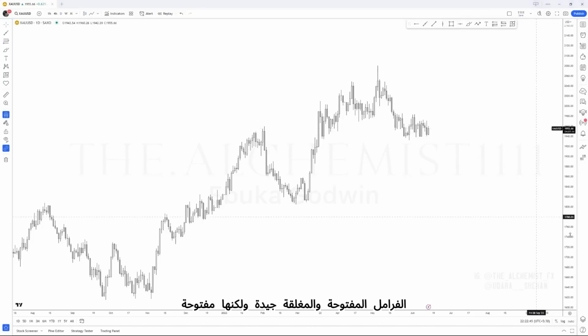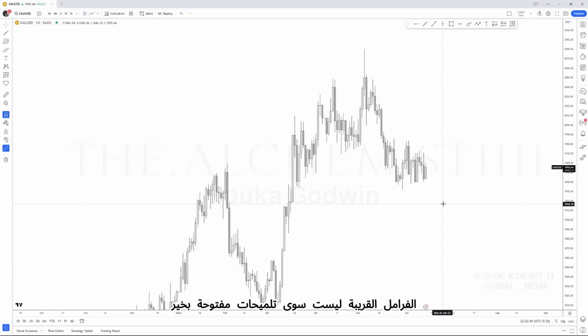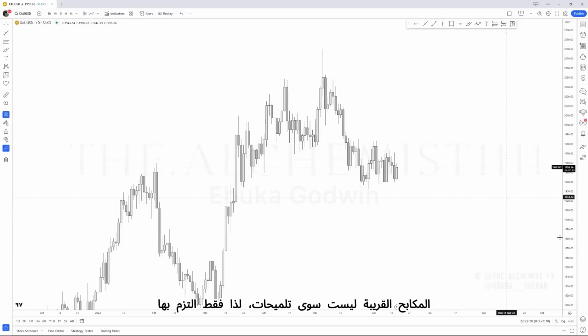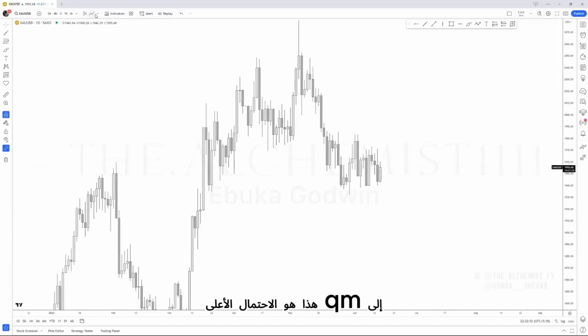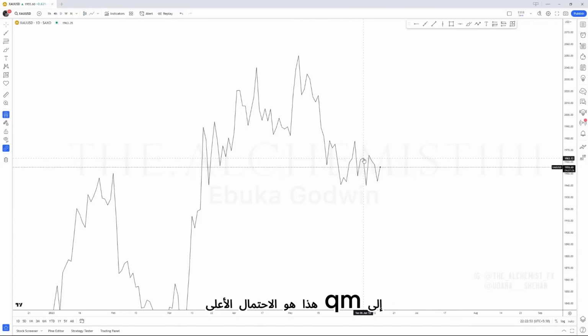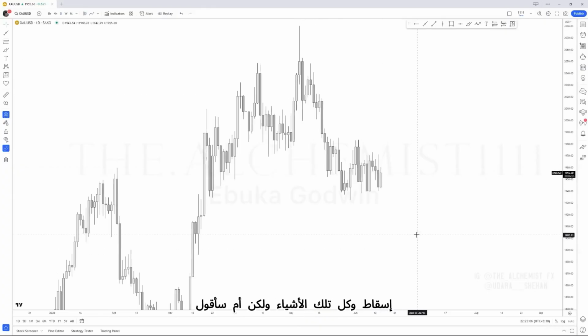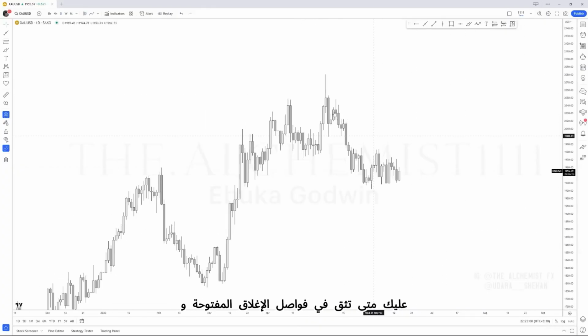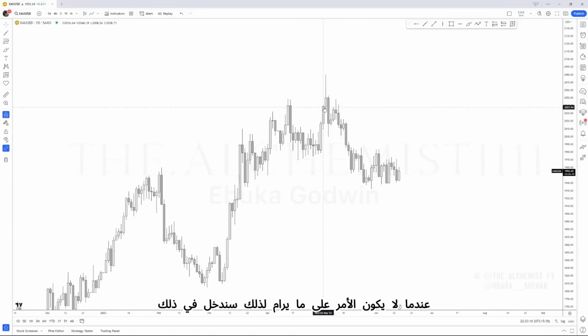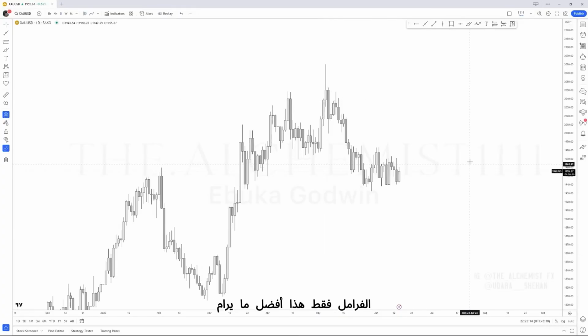Open close breaks are okay, but open close breaks are only hints. So just stick to QMs. That is the most high probability. Open close breaks are fine actually. Even in here, there were no structure breaks, but we only had an open close break, and still we got the drop. But I'll tell you when to trust open close breaks and when not to. We'll get into that later. For now, just stick to structure breaks only. That is better.